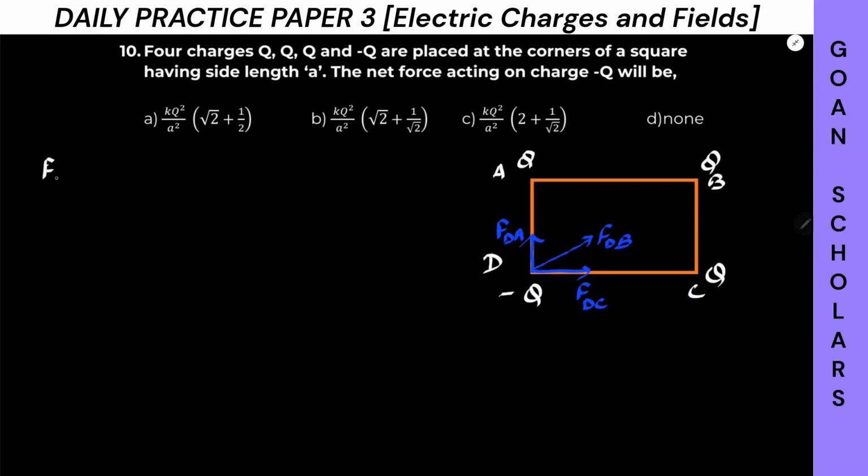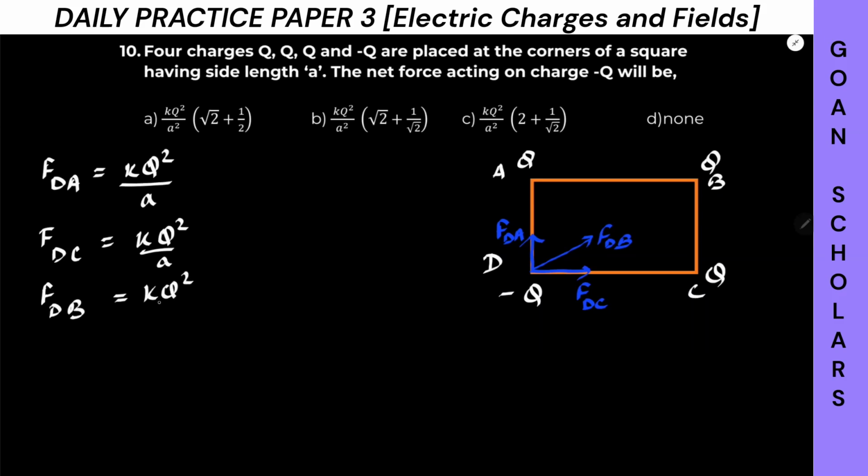What is the force acting on D due to A? Pay attention. K Q square by A square. What is our force on D due to C? That is K Q square by A square. And what is the force on D due to B? That is K Q square by A square. Magnitude wise, all of them are same. Okay. So you can write simply forces FDA is equal to FDC is equal to FDB. But you can't add directly as they are vectors. So we will have to find the resultant.